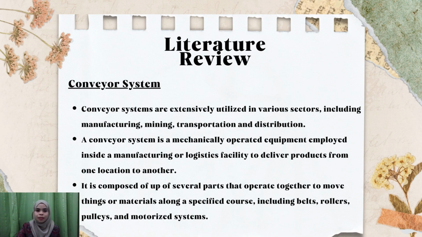A conveyor system is a mechanically operated equipment employed inside a manufacturing or logistic facility to deliver products from one location to another. It is composed of several parts that operate together to move things or materials along a specific course, including belts, rollers, pulleys, and motorized systems. The basic components of a conveyor system include the conveyor belt, drive unit, rollers and pulleys, supporting structure, and control system.